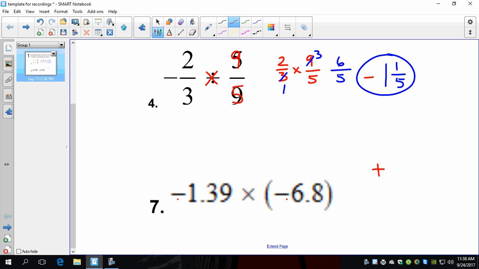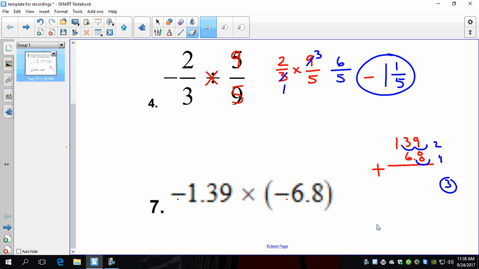When we're multiplying decimals, we have 1.39 times 6.8. I'm just going to go ahead and write that out. One thing we want to do is make sure we count our decimal places. We have 2 decimal places there. We have 1 decimal place here. And then we add those up. So that gives me a total of 3 decimal places. My answer has to have 3 decimal places.